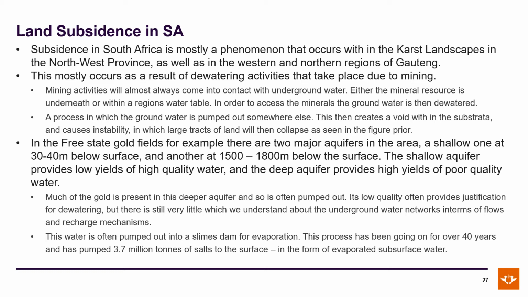Much of the gold is present within this deeper aquifer, and so is often then pumped out. Its low quality thus provides justification for its dewatering, but there is still very little which we understand about the underground water networks in terms of flows and recharge mechanisms. This water is often pumped out into slimes dams for evaporation, and this has been going on for about 40 years, in which 3.7 million tons of salts have come up to the surface in the form of evaporated subsurface water.